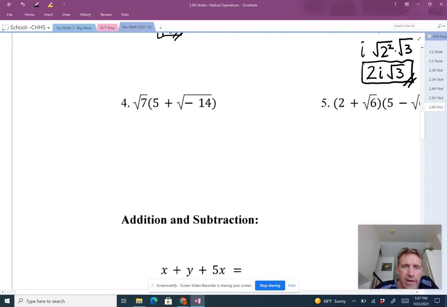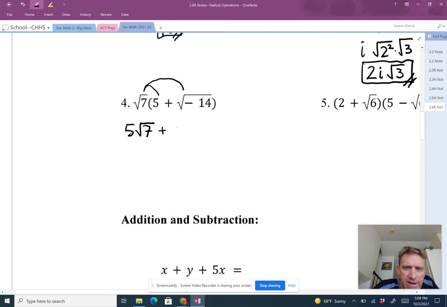Here I have a sum. This is 5 plus the square root of negative 14. And so we're going to need to distribute that times that. The square root of 7 times 5 would be 5 square root of 7, or 5 square roots of 7, plus the square root of negative 14.